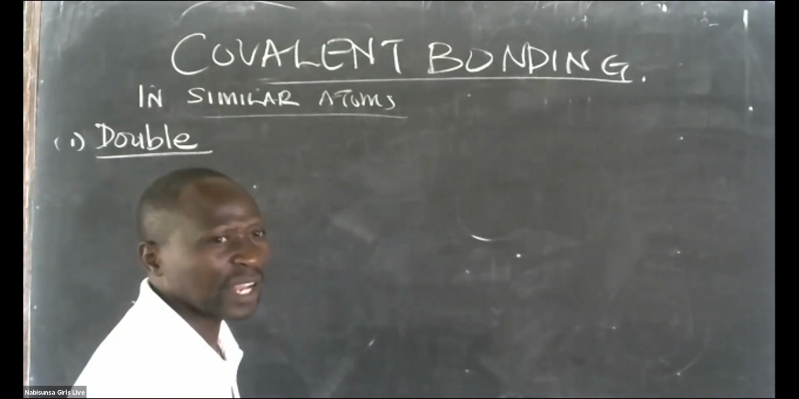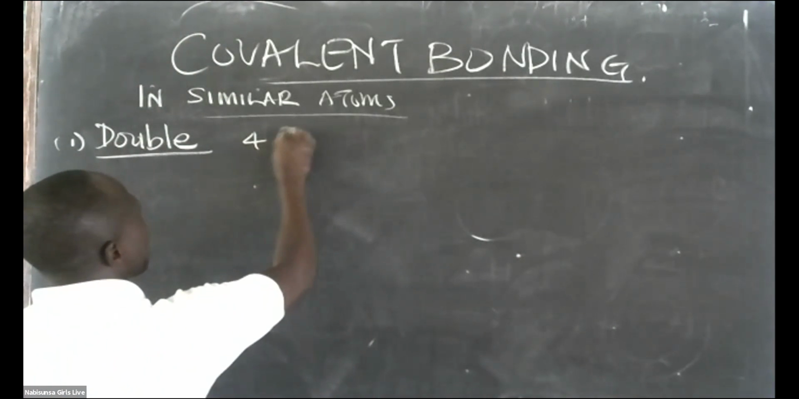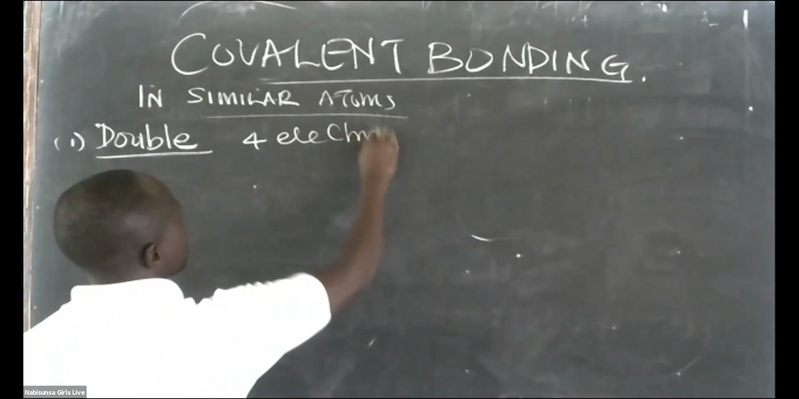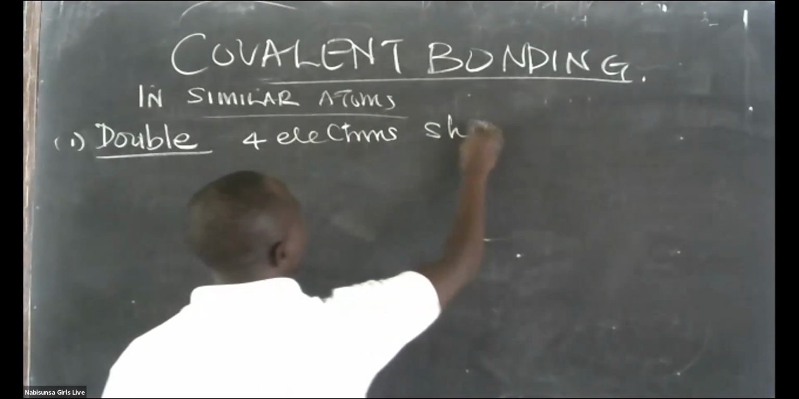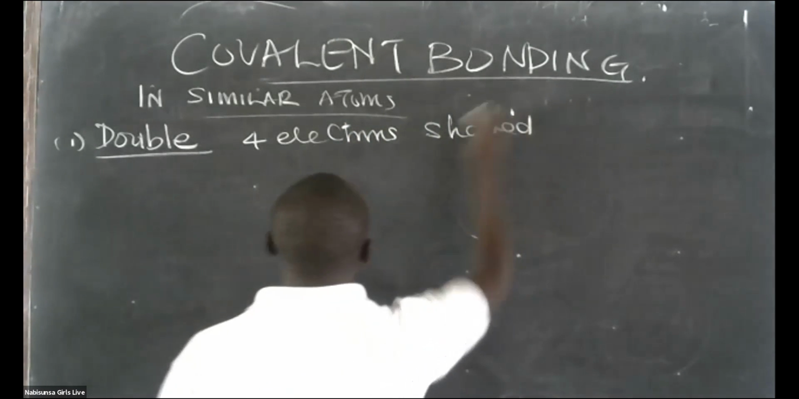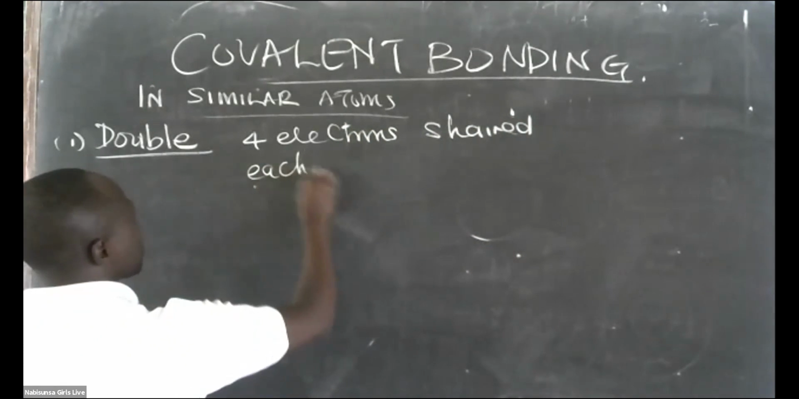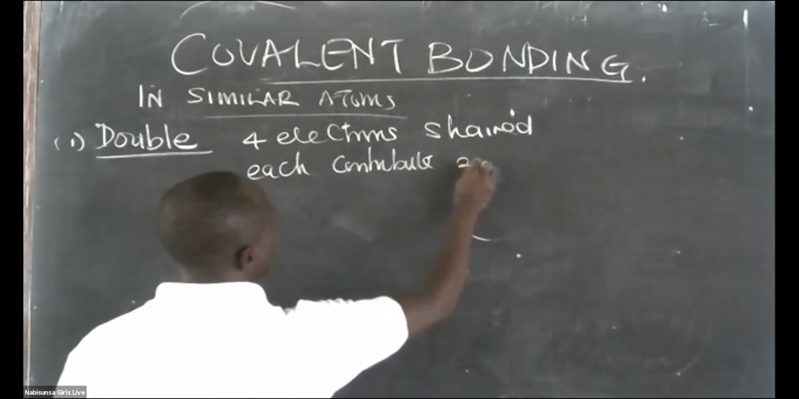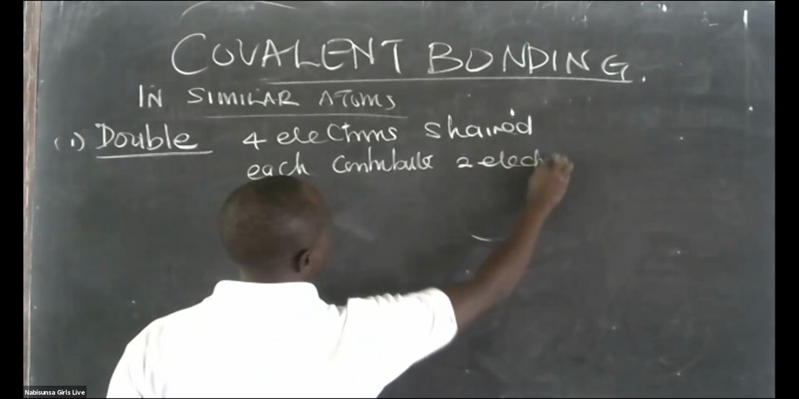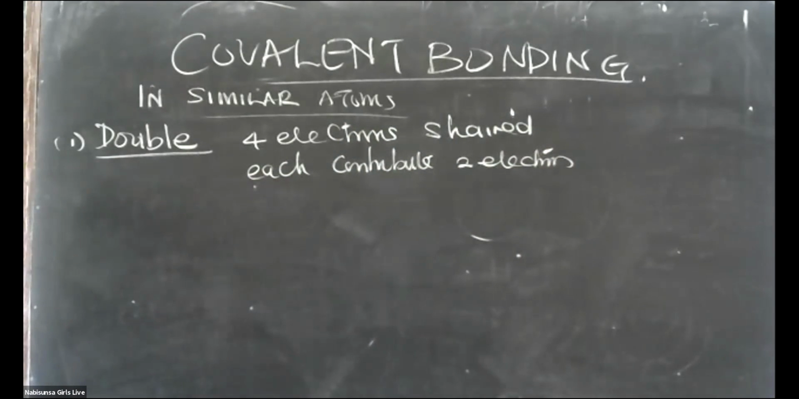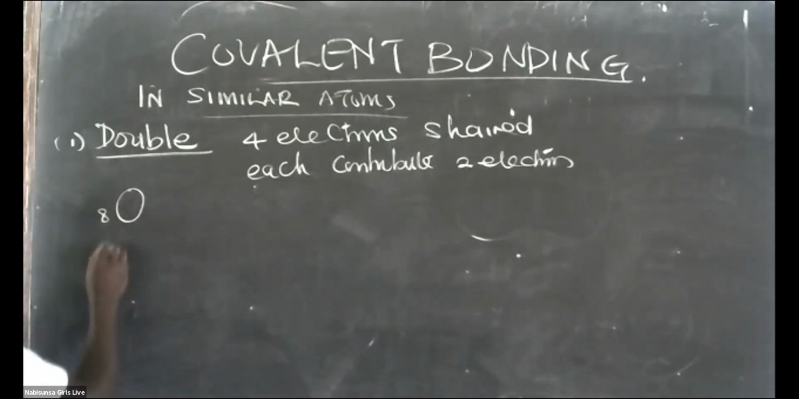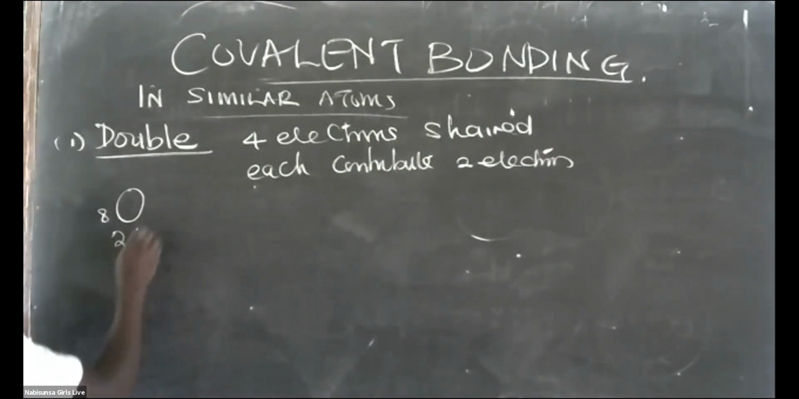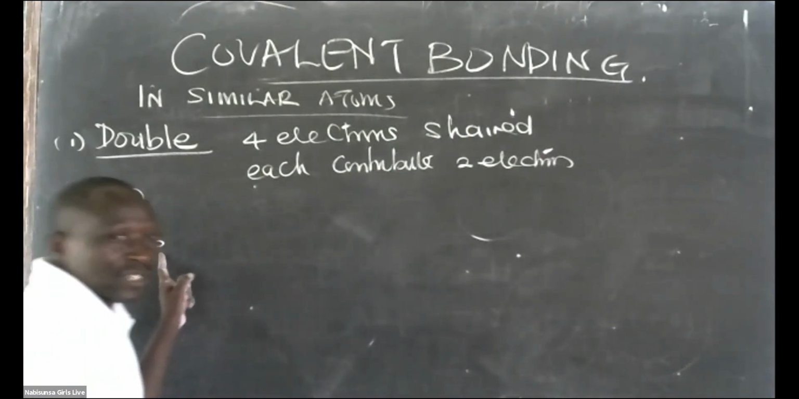2 dashes. What does it mean? 4 electrons. Electrons done what? Shared. What does it mean? That each contributes how many? Each contributes 2 electrons. So let me look at oxygen. Oxygen, O, atomic number 8, electronic configuration 2, 6. Do you say I need 2 electrons?